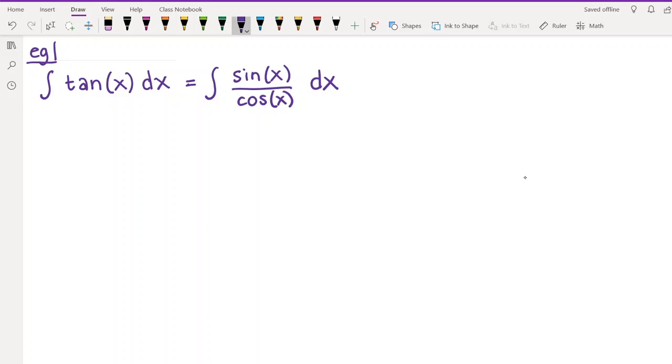So the correct substitution to make here is we're going to let u equal cosine of x. And the reason the correct thing to do is to let u equal cosine and not sine is because of the way that cosine appears in this function, it's 1 over cosine. So if we let u equal sine of x, we wouldn't have the correct derivative appearing in our result.